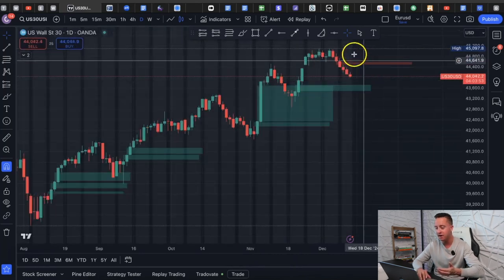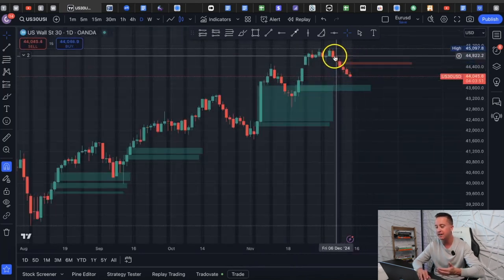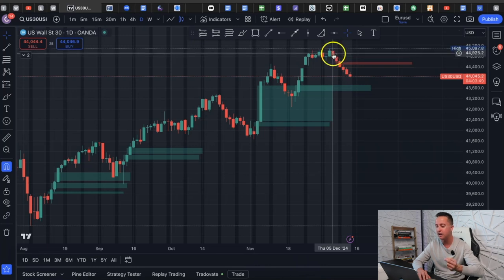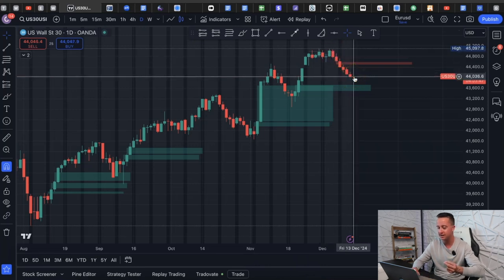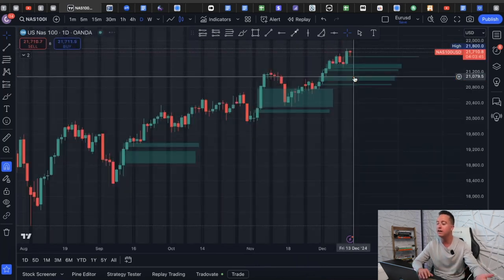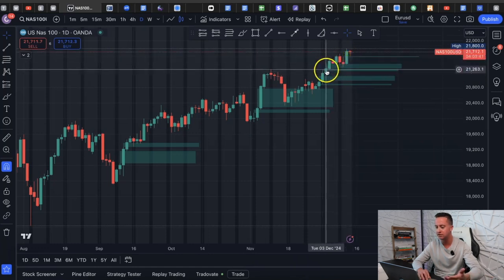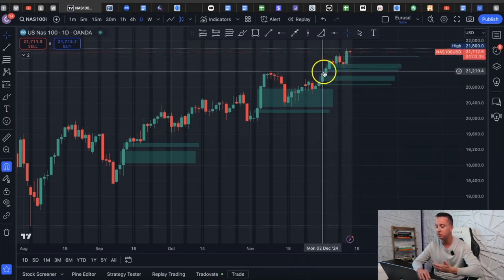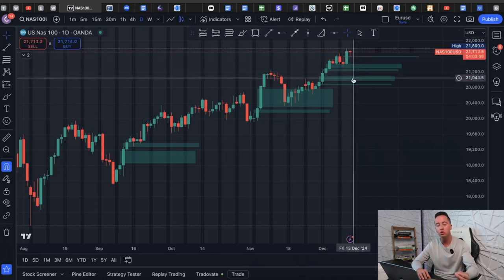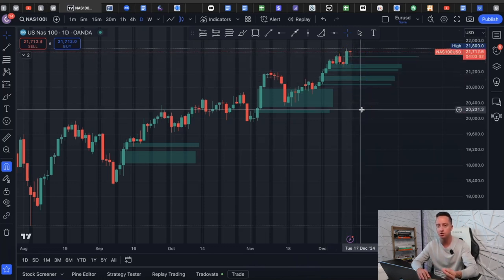You can see for the past 1, 2, 3, 4, 5, 6 days, we have been pushing down on the Dow Jones. And then if we go to the NASDAQ, we can see for the past 1, 2, 3, 4, 5, 6 days, we have been pushing up. So we're bullish right now on the NASDAQ. And that's something to keep in mind when you guys are trading indices like NAS100, S&P 500, and US30. The overall trend that they are going in is an uptrend.